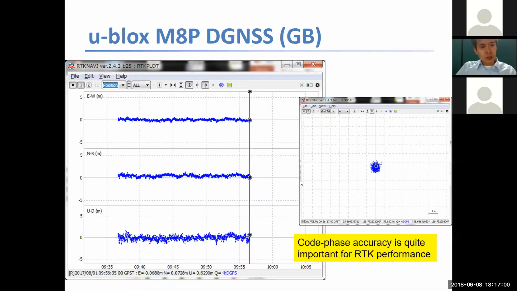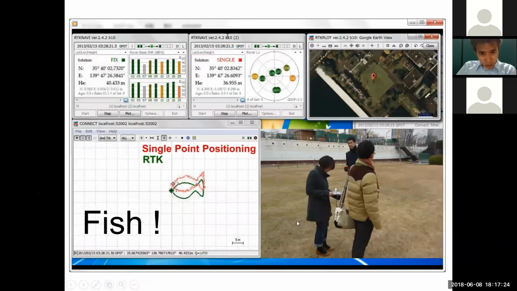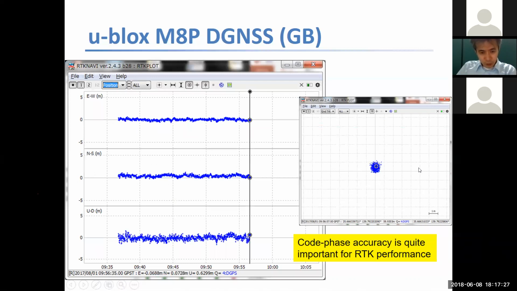So here are the real-time results. RTKNAV version 2.4.3 b28 or RTKPLOT, real-time solutions, and it's very good. It's 100% RTK. No, sorry, 100% differential GPS, sorry, differential GPS. Oh, I'm so sorry. I will prepare the RTK result in this slide, in an additional slide, when I upload this file. I'm so sorry.